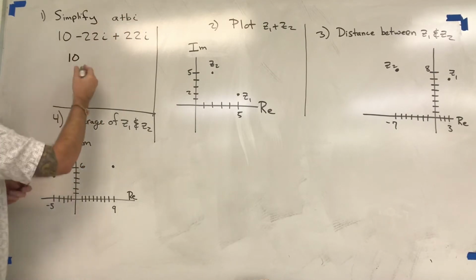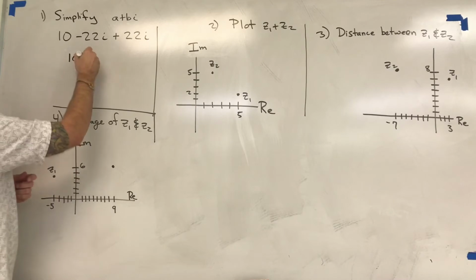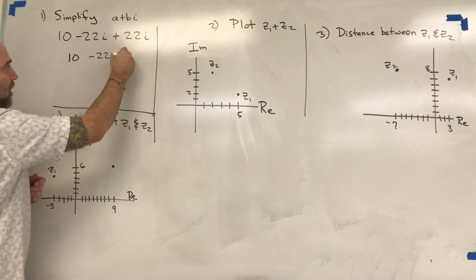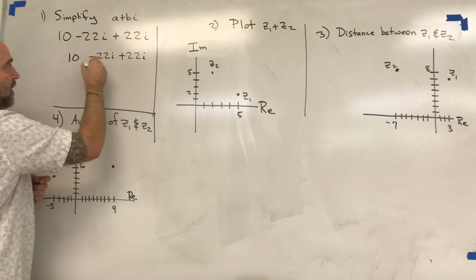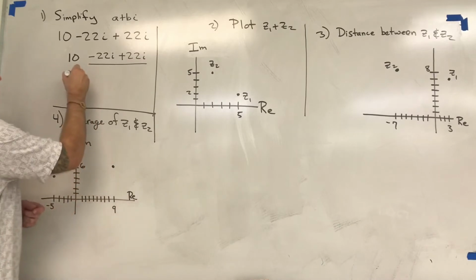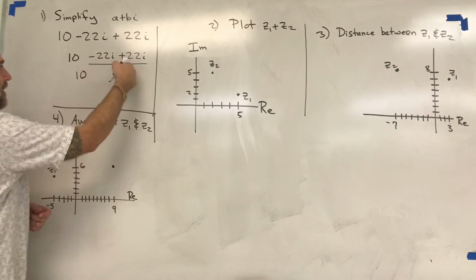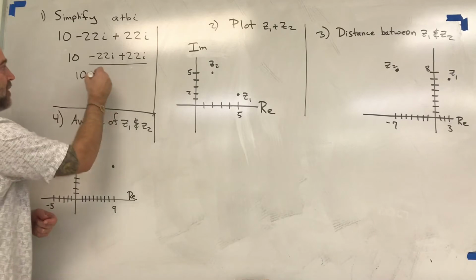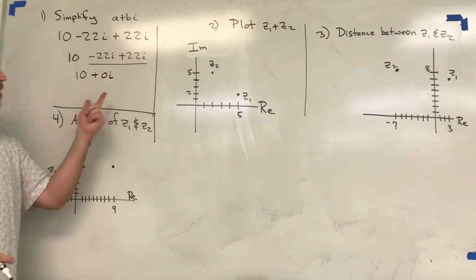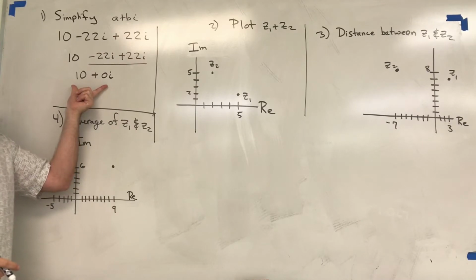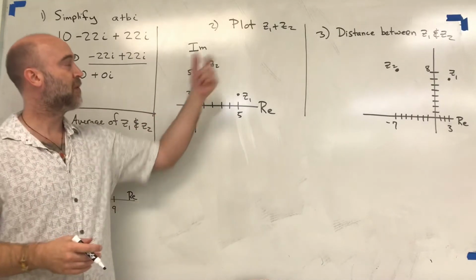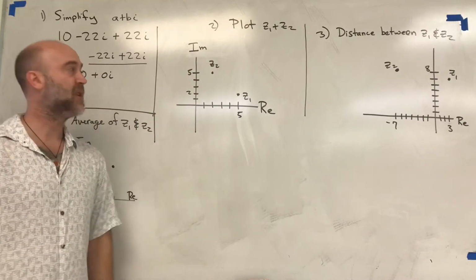So that's going to be 10 for the real part, and then we got a minus 22i, and then the plus 22i. I kind of like underlining things that go together to help pair them up. So this would just be 10, negative 22 plus 22, that's just going to be 0i. So if they want it in this format, then we have it that way. Combine like terms.